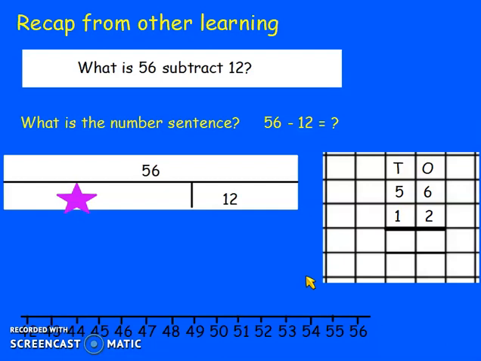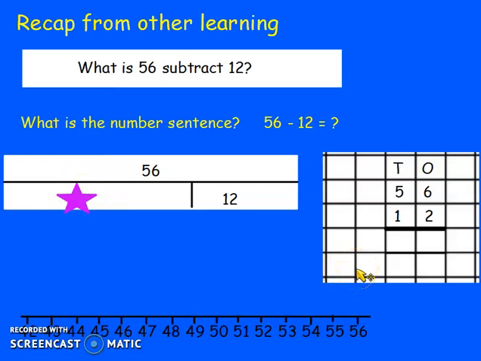So when we think about taking away using a bar model, we have the whole number at the top, which is 56, and we are taking away this small part here, which is 12. When we take the answer away, it will leave us with this number. You could even count backwards if you like, or you could count on forwards from 12 until you get to 56. That might take a little bit of time, so I recommend taking away. So 56 take away 12 equals this here.